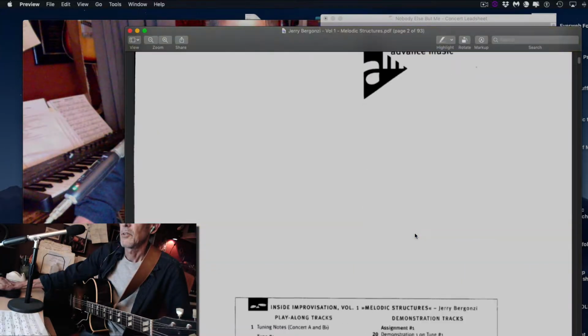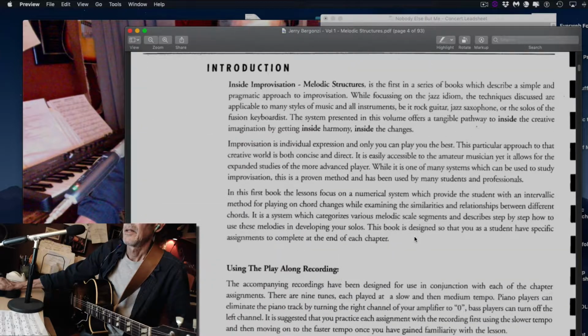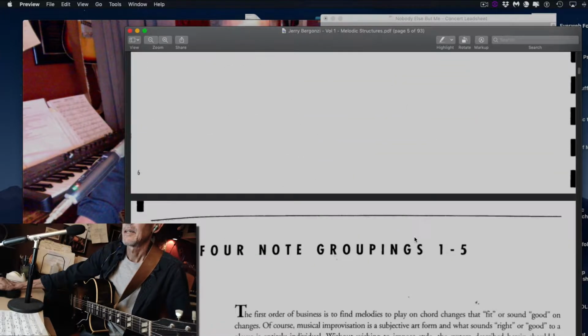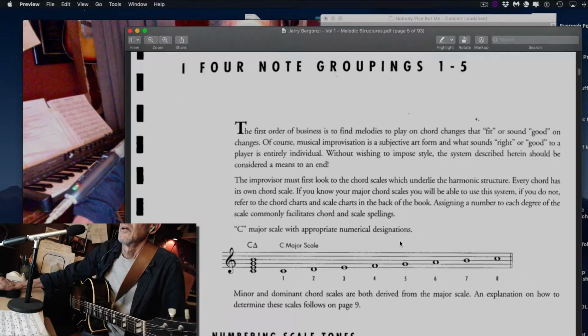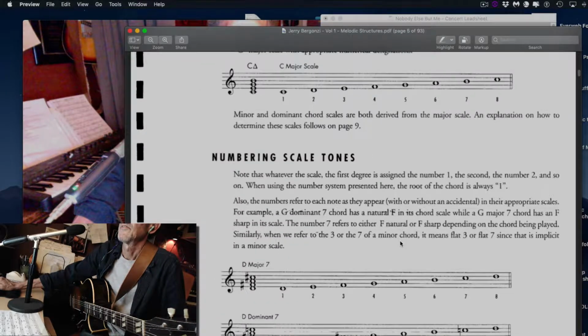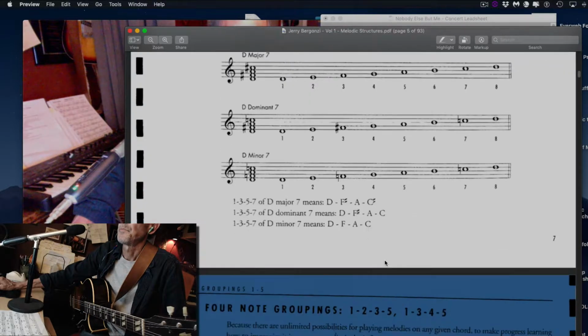which I have on PDF, but I also have a hard copy, at least one that I paid for, and I urge you to do the same, to buy the books. All right, so he's given numbers to each scale tone here, and we're just going to be talking about the 1 through 5 grouping today.